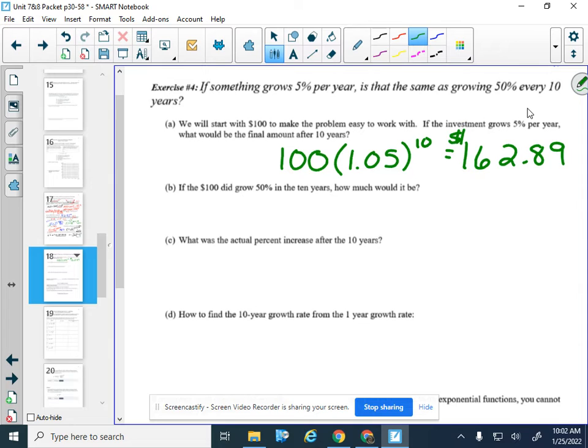Now, if the $100 did grow 50% in 10 years, how much would it have been? So I know 50% of 100 is $50. So if I grew $50, I should have just $150. But I had $162.89. So I actually got more than 50%. Now we're going to calculate what percent I actually got after 10 years.